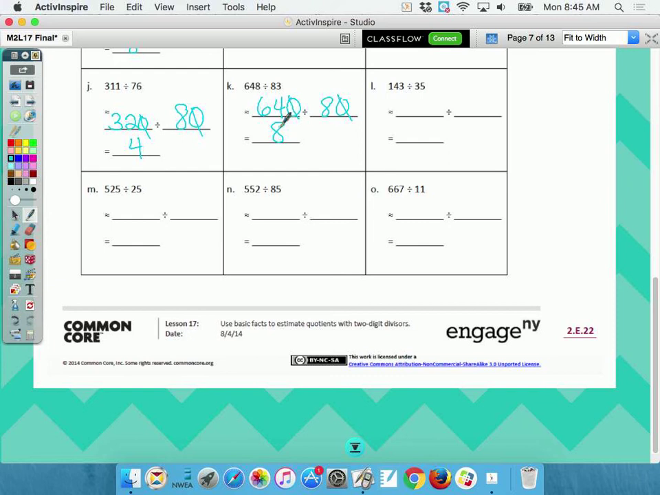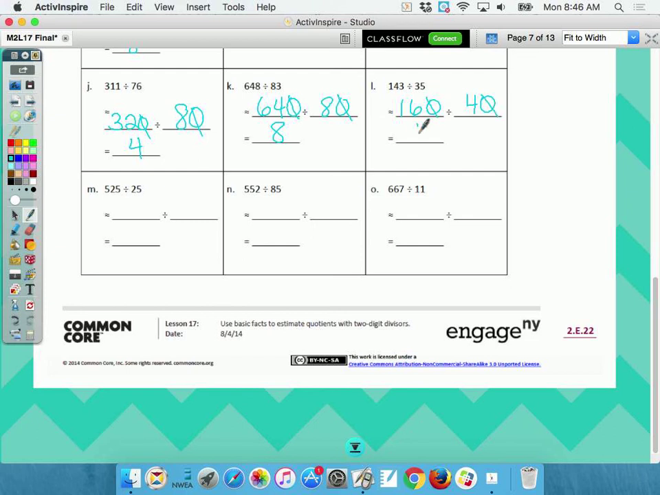Okay, 35 rounds to what? 40. Okay, this is one that could go either way. 4 doesn't go into 14, so I could go down to 12 or up to 16. Which one's closer? Is 16 closer? Yes. So I'll make that 160.